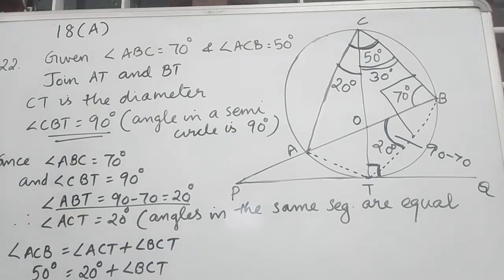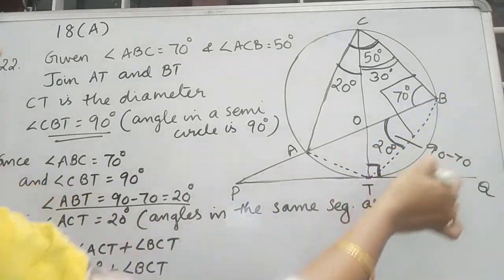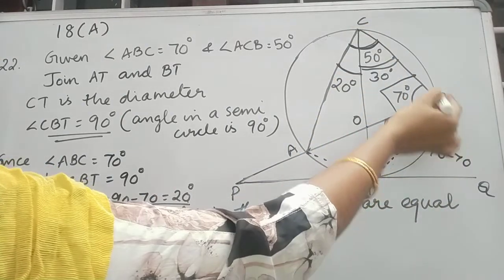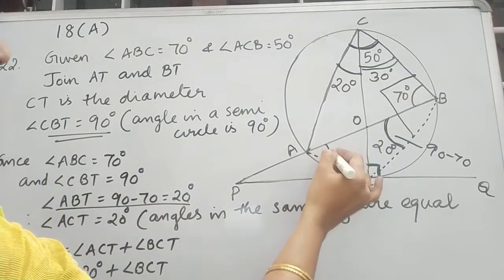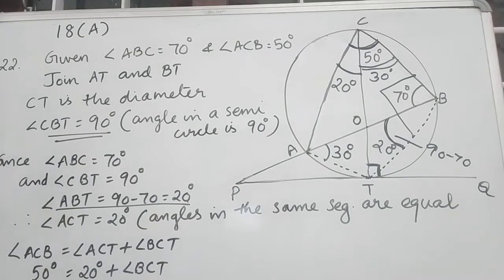So what will BAT be? BAT also will be 30 degrees. Why? Because BAT lies in the segment BT, and BCT also lies in the segment BT. We got BCT as 30 degrees, so automatically BAT will be 30 degrees, because angles in the same segment are equal. So BAT is equal to 30 degrees. That is the second part.